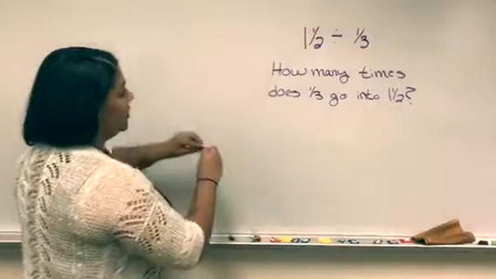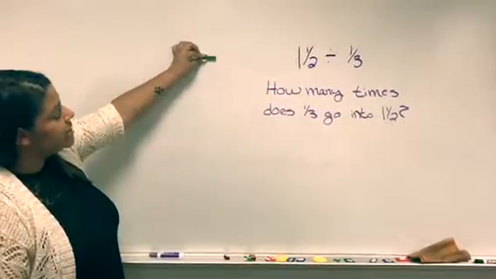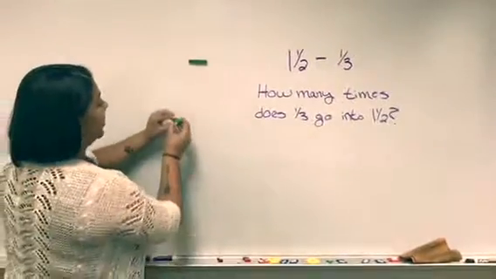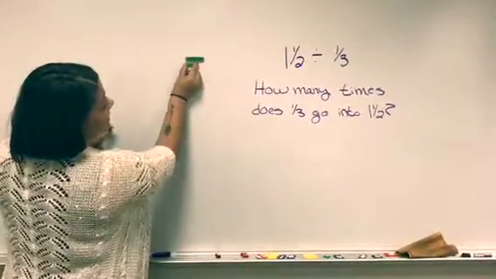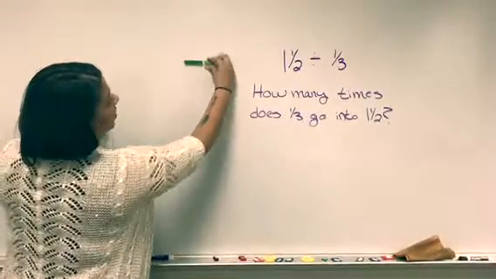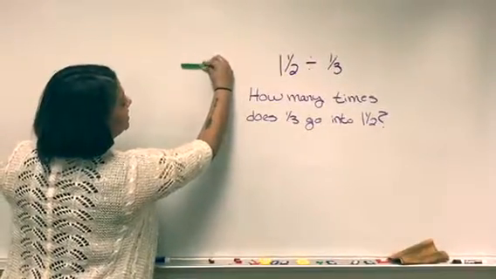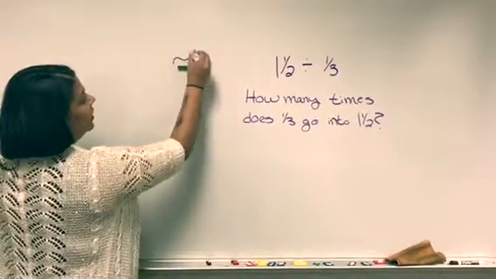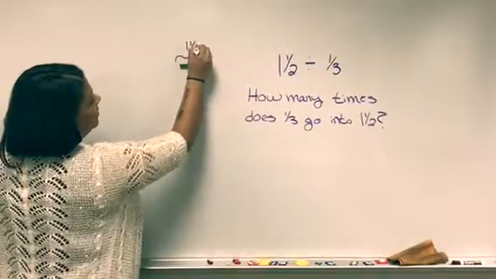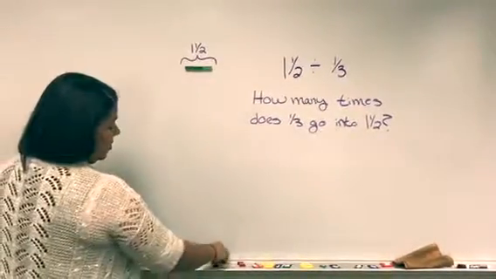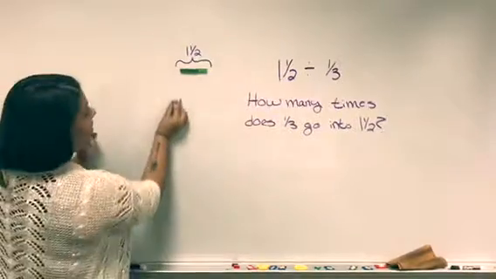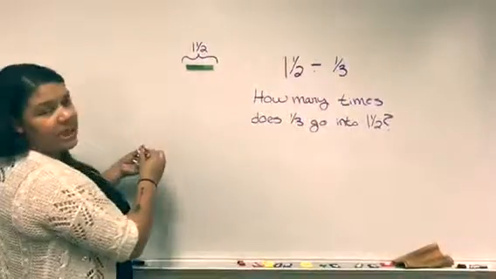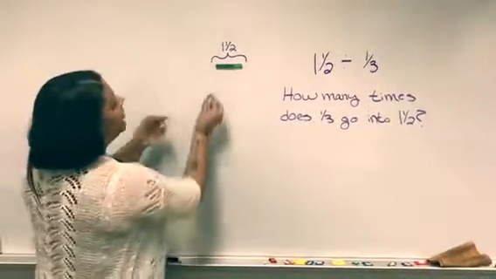So I'm going to start with my whole, and I'm going to use this dark green rod, and then I've got this lime green rod, which is half of it, and I'm going to stick that right next to it. So this whole thing ends up being 1 and 1/2. Then we're going to see what 1/3 is, which is this little red one. 1, 2, 3. And we're going to see how many times we can get this to fit into 1.5.